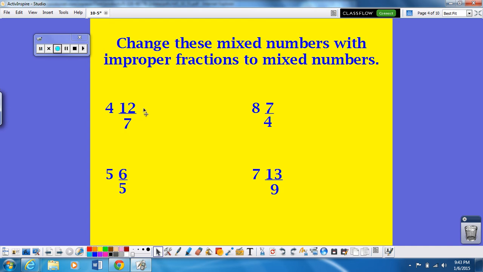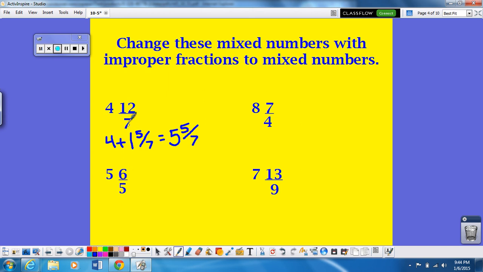So 4 and 12/7. If I had that number, what I would do is I would bring down my 4, and to the 4 I'm going to add whatever this equals. So 7 goes into 12 one time. 1 times 7 is 7, and it takes 5 more to get up to 12, and my denominator stays the same. So 4 and 12/7 is actually 4 plus 1 is 5 and 5/7.